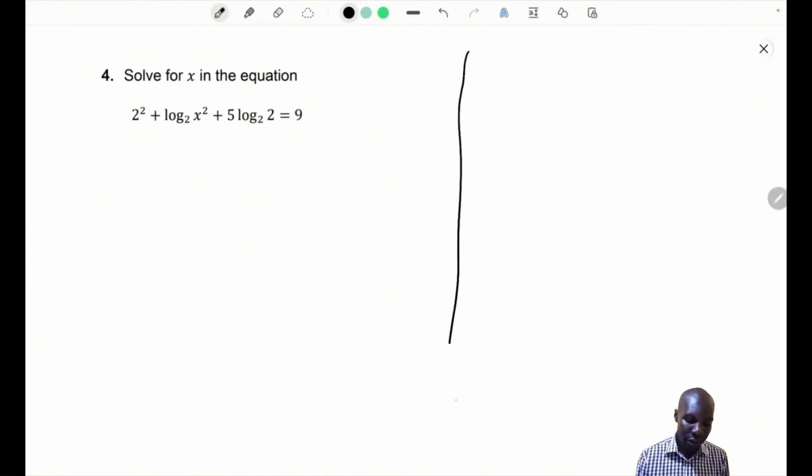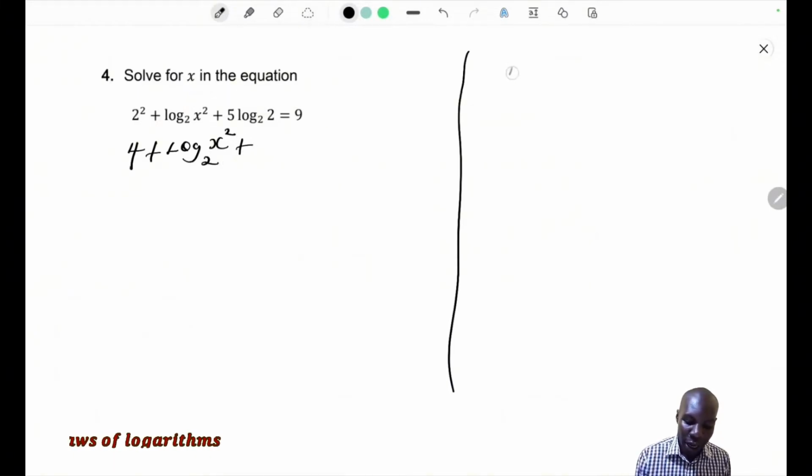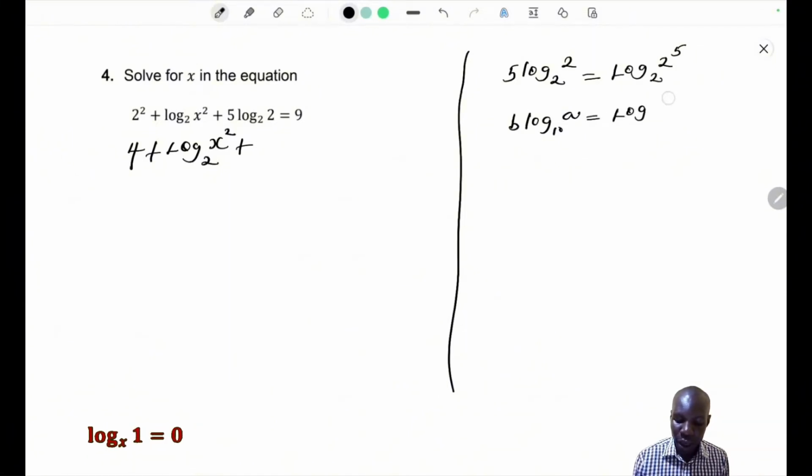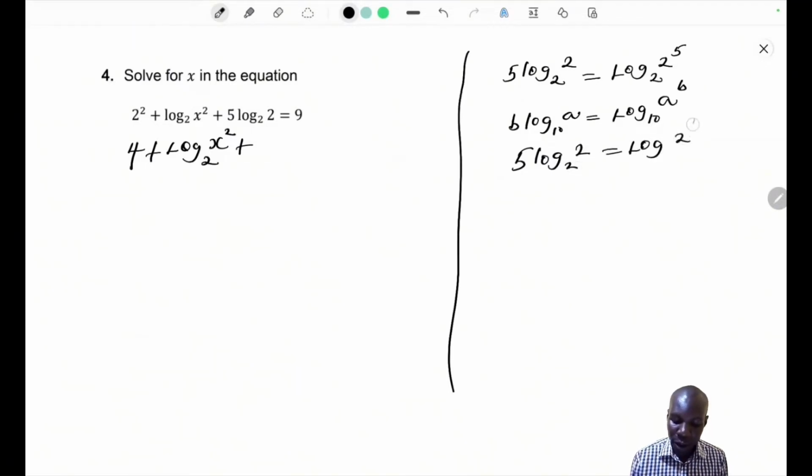Number 4. Let's look at it. We have 2 to power 2, which is 4, plus log of x squared to base 2, plus 5 log of 2 to base 2. This can be written as log of 2 to power 5 to base 2, because we know that b log of a to base 10 gives us log of a to power b to base 10. So 5 log of 2 to base 2 gives us log of 2 to power 5 to base 2, which is log of 32 to base 2.